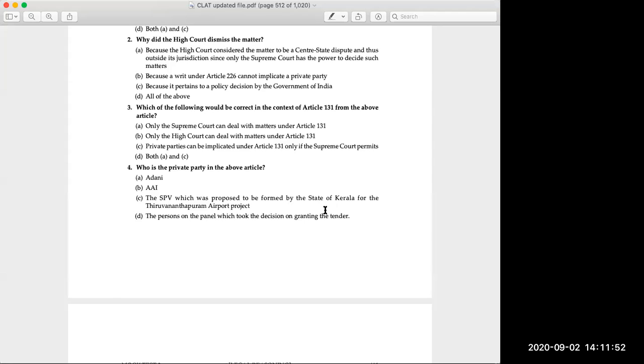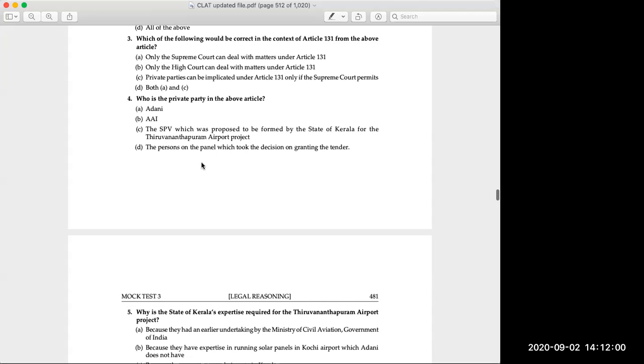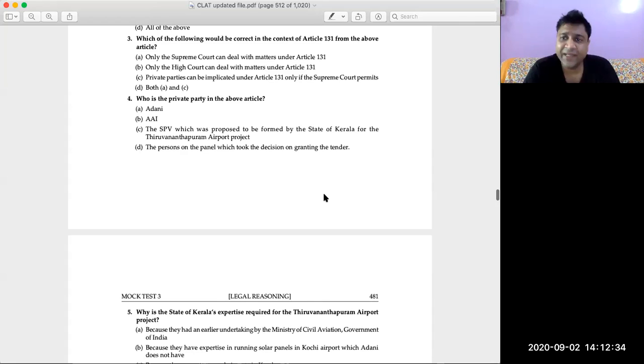Which of the following would be correct in the context of Article 131 from the above article? Option A is correct. Only the Supreme Court can deal with the matter under Article 131. B is incorrect because for the High Court it is Article 226, and I have confusion with C. Sir, A is definitely correct. I have some confusion with C. No, only A is correct because there's nothing else mentioned in the passage, right? So how can you assume that A or C is correct? Outside knowledge is not allowed. As far as the passage is concerned, only A is mentioned. That's why only A is correct.